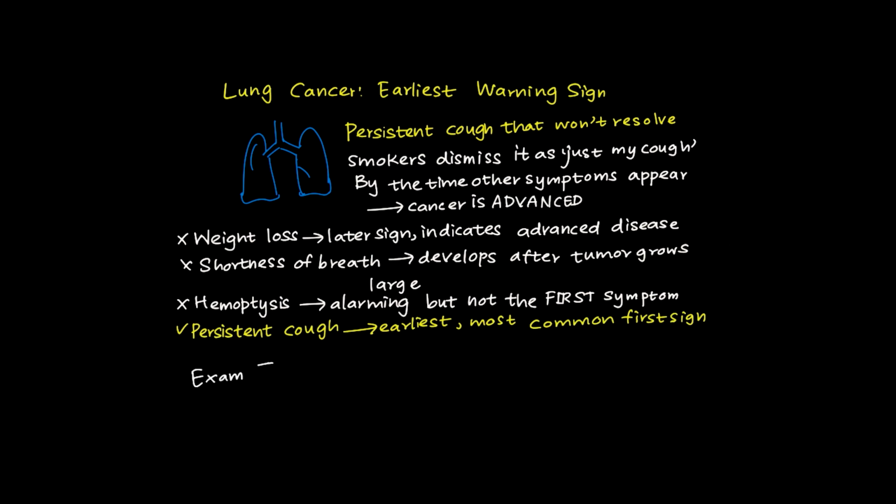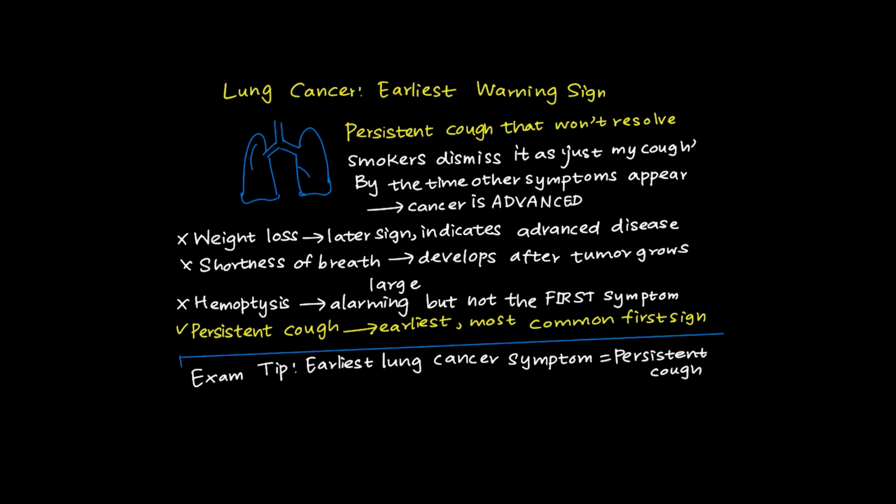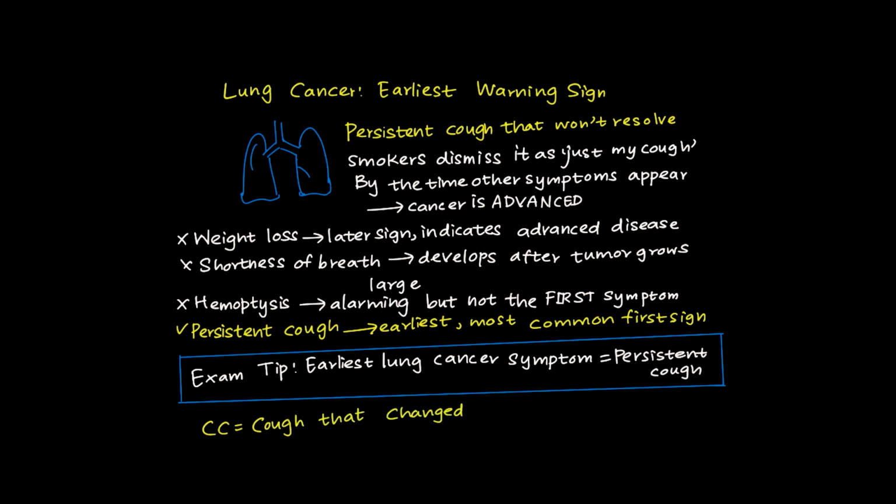Here's a WGU D454 OA exam tip for you. Earliest lung cancer symptom equals persistent cough. Smokers ignore it because they already cough daily. That's what makes it so dangerous. It blends in. Recall hook: cough that won't quit in a smoker means cancer check. CC: cough that changed, cancer check.